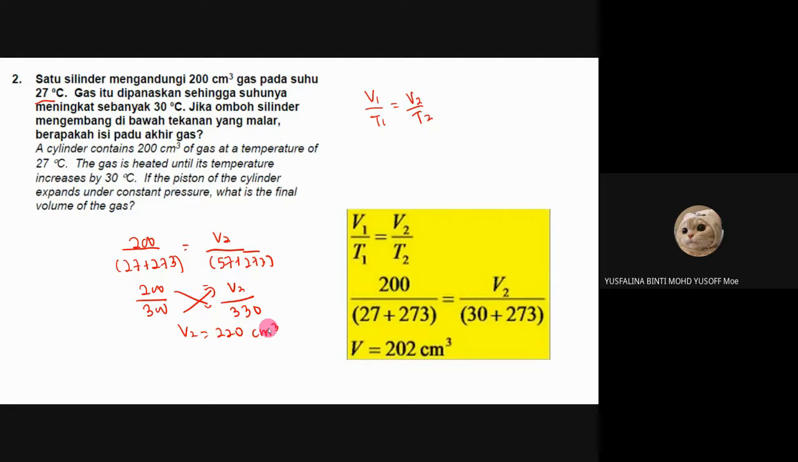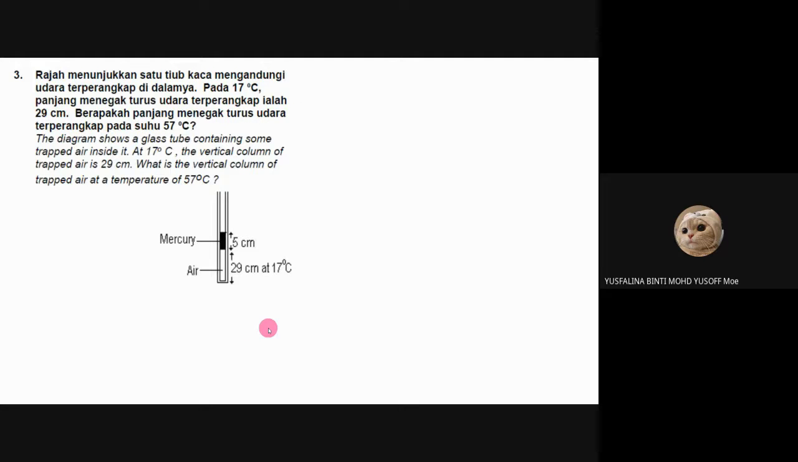Okay, so let's move on to the next question. It says the diagram shows a glass tube containing some trapped air inside it. At 70 degrees Celsius, the vertical column of trapped air is 29 centimeter. What is the vertical column of the trapped air at the temperature of 57 degrees Celsius? Same, this one also, we assume the trapped air is the volume here. So V1 over T1 is equal to V2 over T2.